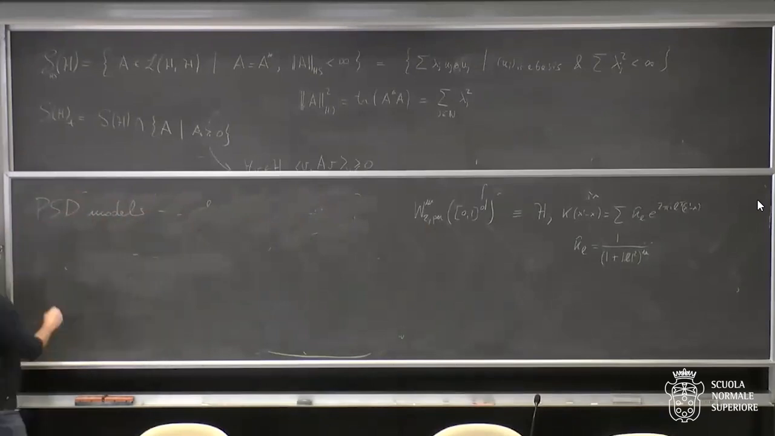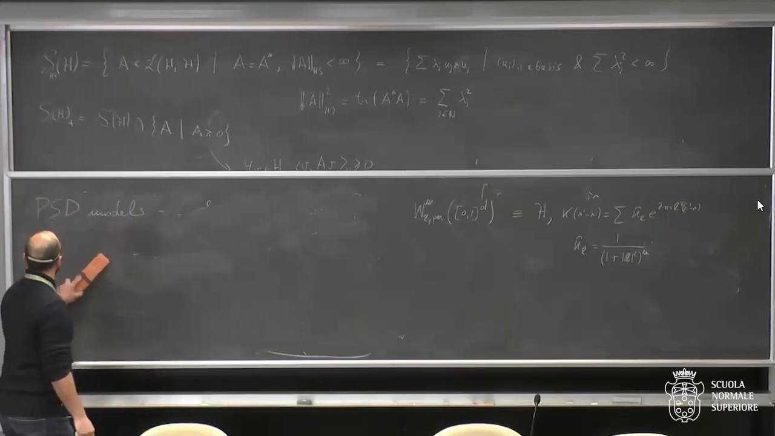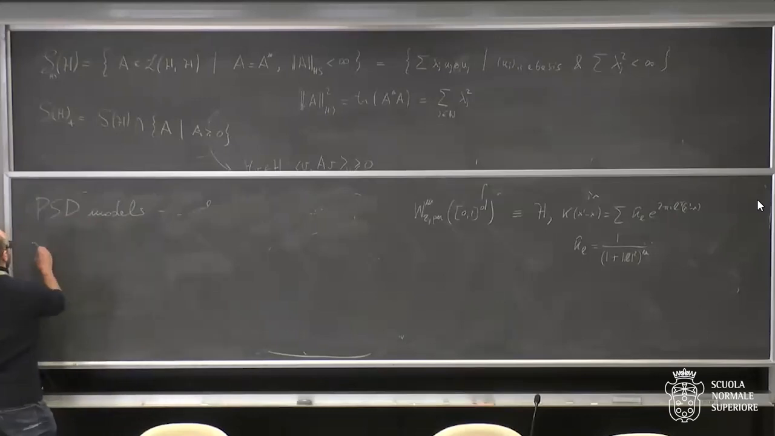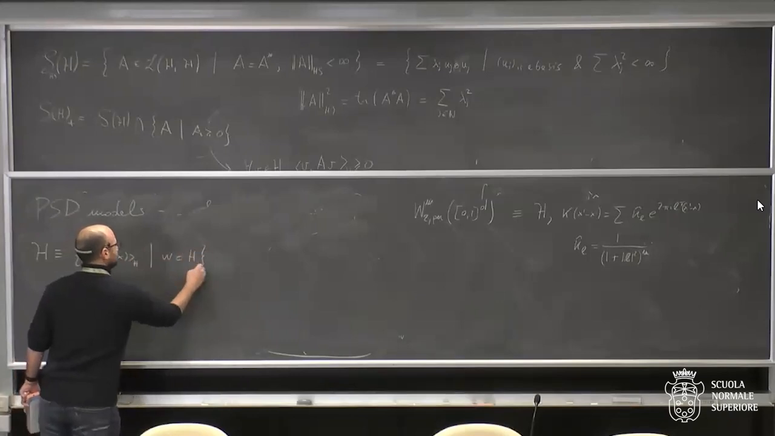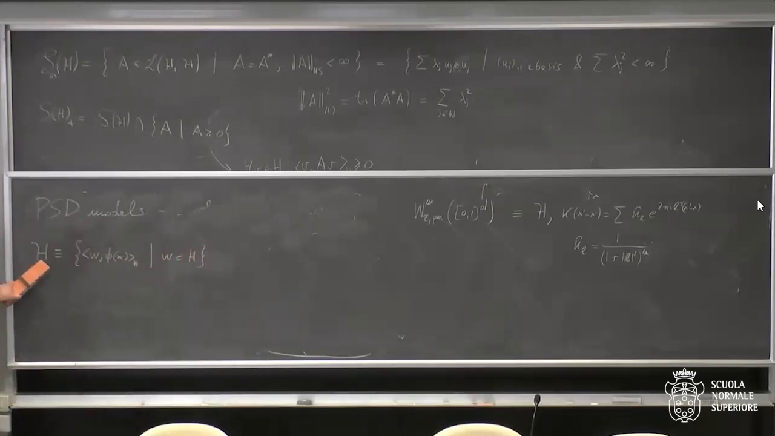So this is, if you want, another space of functions that corresponds to all the functions. While the Hilbert space H can be written again as all these functions, it's equivalent: H can be written as all the functions of the form W phi of X, so all the linear models in H, such that W is in H. So all the functions in H are linear models with respect to vectors in H.